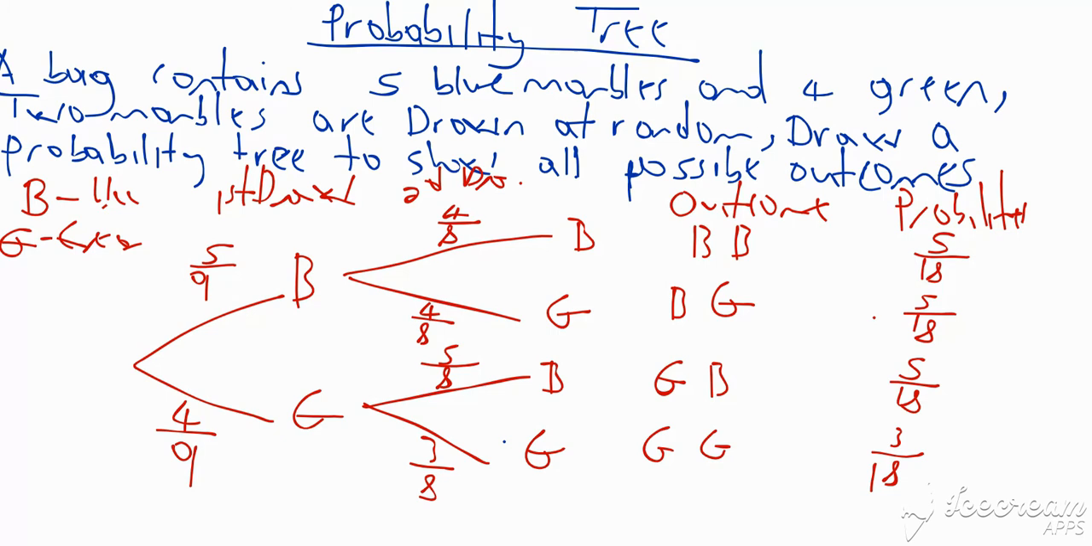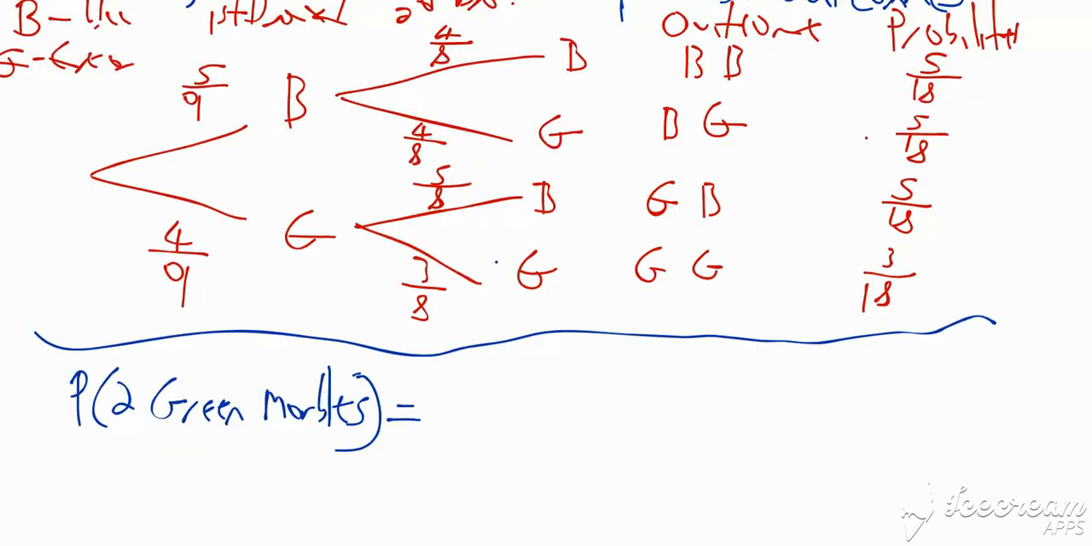Now let us look at some of the questions we could actually ask you in a scenario like this. So what if I ask you what's the probability of getting 2 green marbles? You go back to your probability tree, look at your outcomes. Getting 2 green marbles would be the same thing as saying the probability of green-green, which would actually give me 3 over 18, which I can break down to 1 over 6. So that is the probability of getting 2 green marbles.